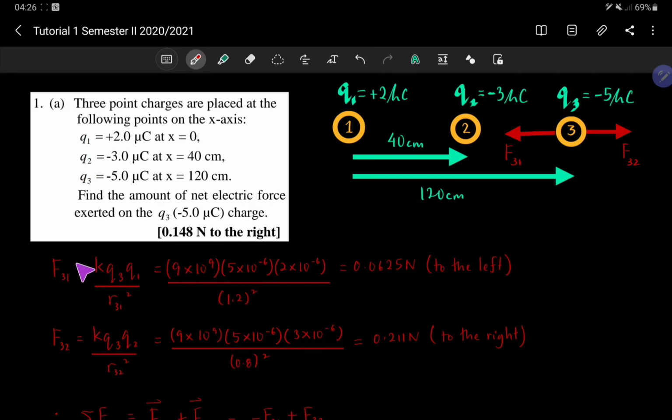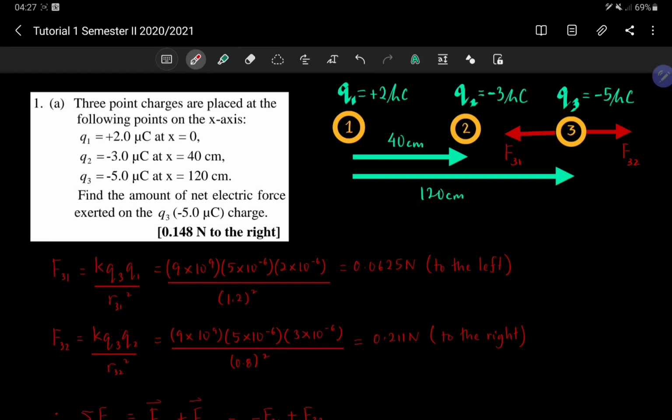One more thing, remember, force is a vector. So for any vector in substitution, we just ignore the sign of the charge. We just take the magnitude only. Why? Because positive and negative now represent direction. So F31 is directed to the left. So in the calculation later, to the left should be negative.